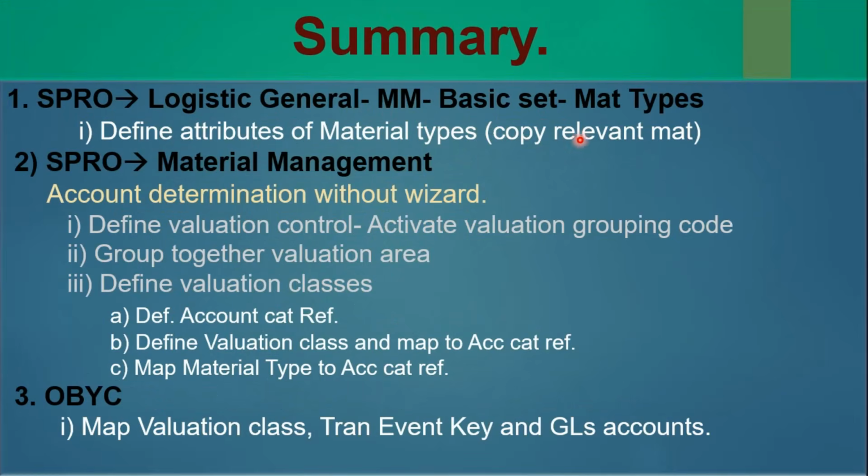Then what we have seen today. We copied the material type in logistics general. Second, we went into automatic account determination without wizard. Then we checked if valuation grouping code is active. Then we defined valuation grouping code with valuation area. Then we defined the account category first. Then we mapped that account category with the valuation class, and we mapped the same account category with the material type. And finally in OBYC we map valuation class, transaction event key, and GL accounts.